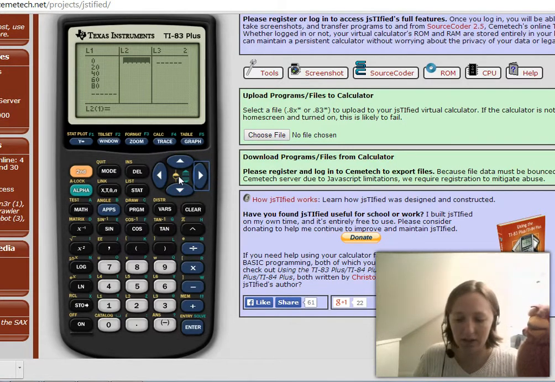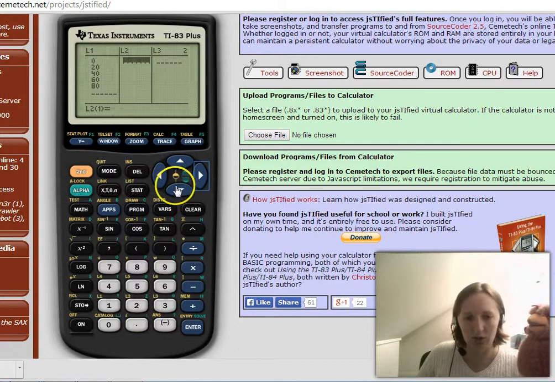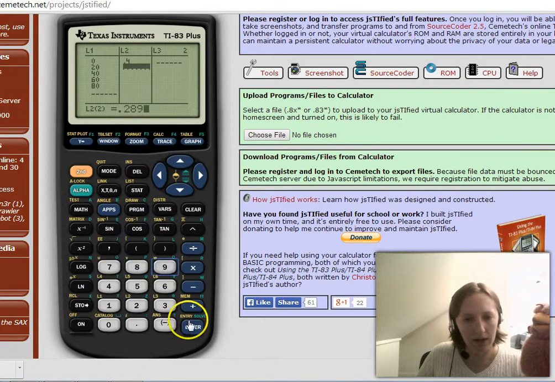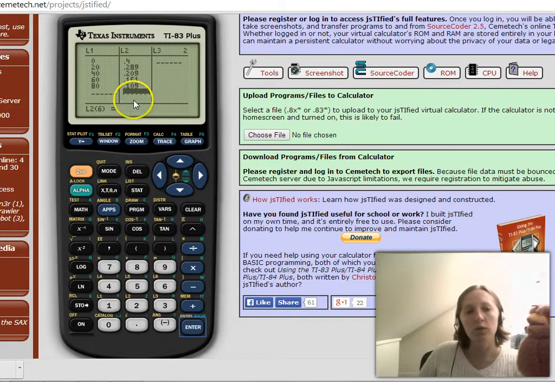And list 2 is your concentration. L2 is the concentration of N2O5. And that's at the beginning, 0.400, enter. 0.289, enter. 0.209, enter. 0.151, enter. And 0.109, enter. So what we have entered is time and concentration.